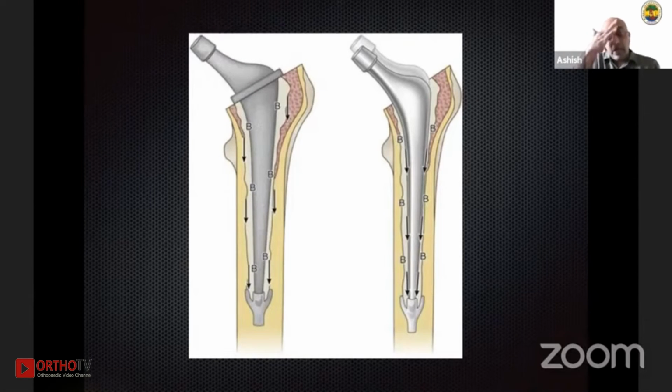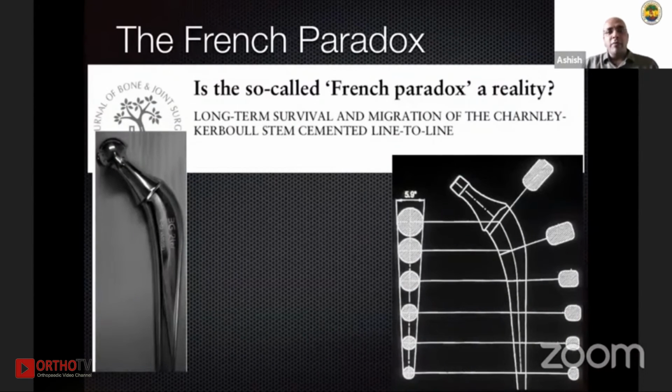Now, these were both concepts which historically came from England, from Charnley's Institute in Wrightington, Manchester, and Exeter was in the south, in Exeter. A diametrically opposite concept came from the French people, and to some extent from the Germans and the Swiss, where there is a Müller stem, and some German stems like the Lubinus SP. Modifications and copies of those designs also exist in the Indian femoral stem market. So the French came up with a concept which was completely different.